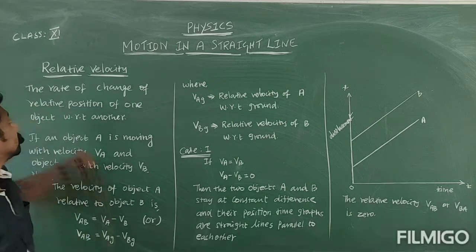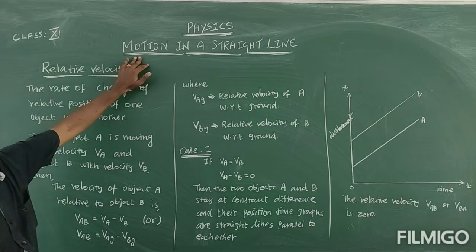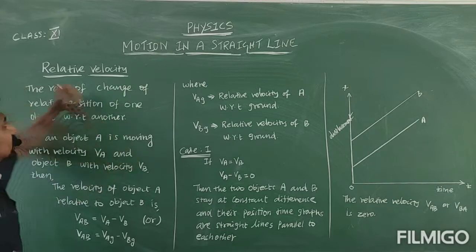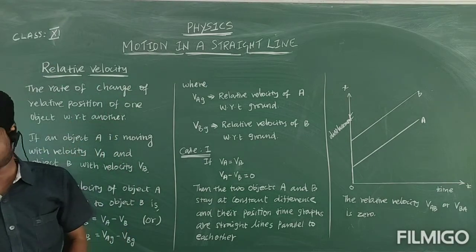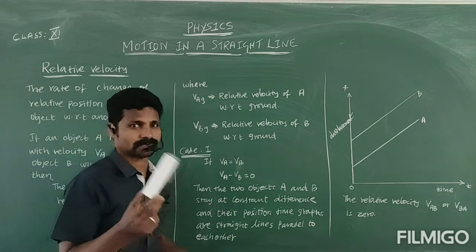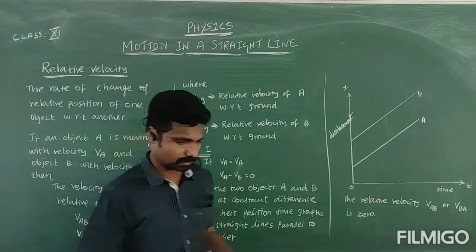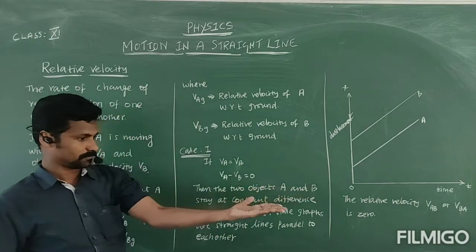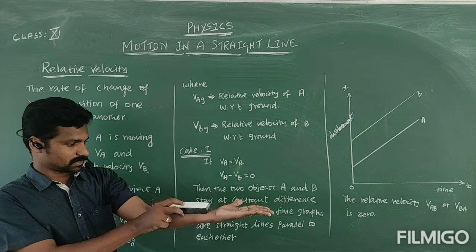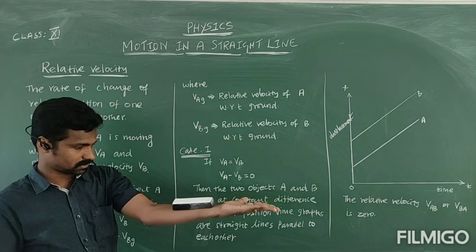Dear students, see the next one from 11th standard, motion in a straight line chapter, relative velocity. For example, let's take one object, or let us imagine a car. Now it is a road. Now one car is here, and the car is at rest.